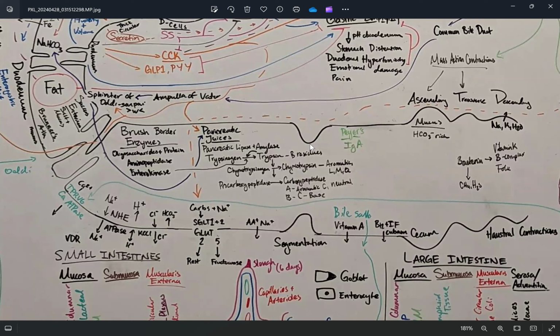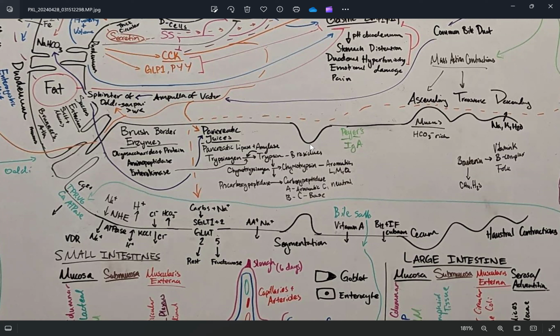What does trypsin do? It does two things. It can digest and degrade basic amino acid residues, but it also converts chymotrypsinogen and procarboxypeptidase to their active forms. Chymotrypsinogen's active form is chymotrypsin, which degrades your aromatic residues and also, what's that? Glutamate, leucine, and methionine as well.